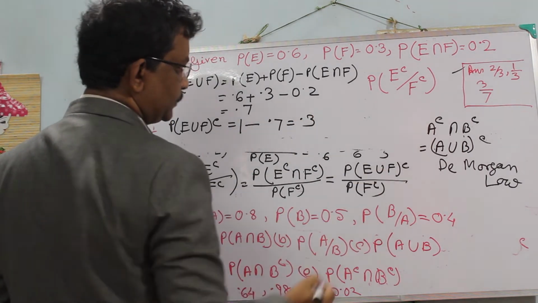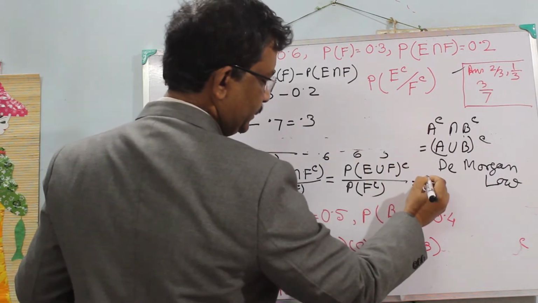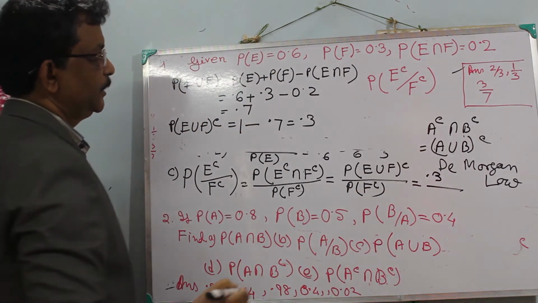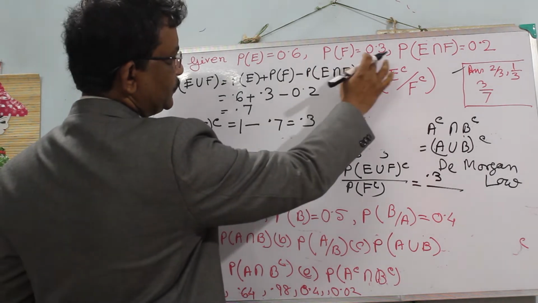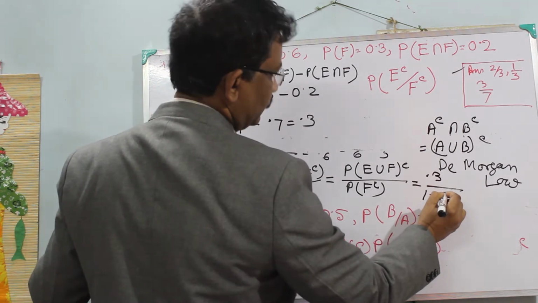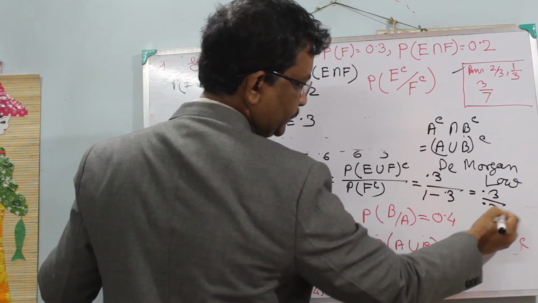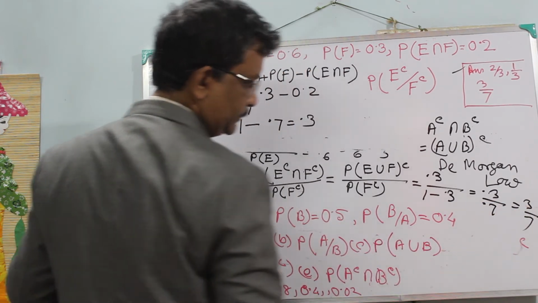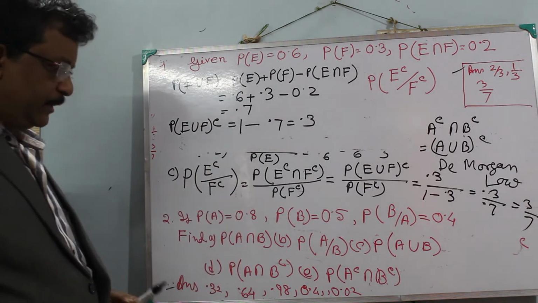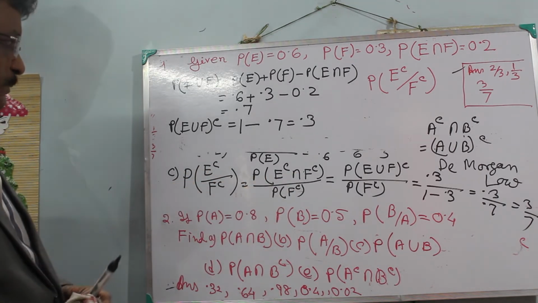So I can now put the figure. This equal to 0.3 divided by probability of F complement. If probability F is 0.3, so F complement is 1 minus 0.3 equal to 0.7, so 0.3 by 0.7 equal to 3 by 7. Here it is to some extent complicated. Now use the De Morgan law, it will be easy.